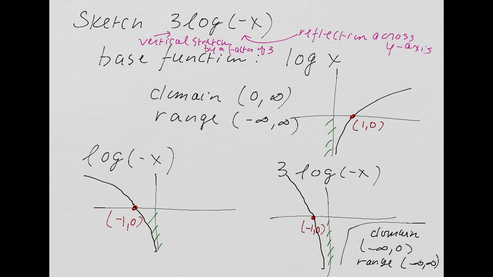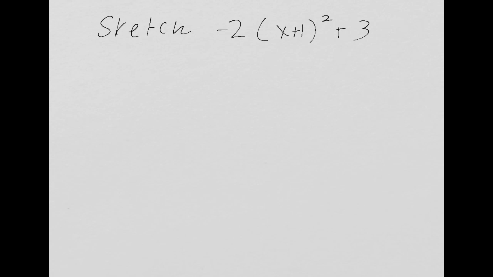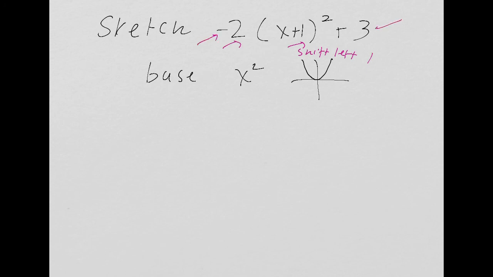So the way this relates to what you've learned earlier in the semester is we've had things like sketch, how about like -2(x+1)^2 + 3. What we talked about was finding the base function of a parabola. And then we went through and we discussed, okay, well, this shifts left by 1. This is a vertical stretch by a factor of 2, reflection across the x-axis, and then a vertical shift. And the transformations in this are actually exactly the same as the transformations we did for the log.